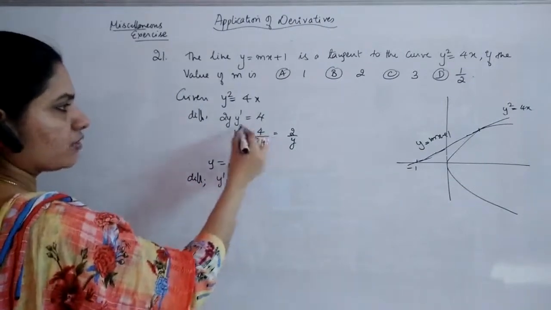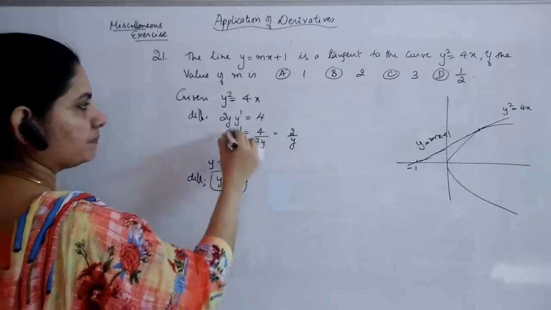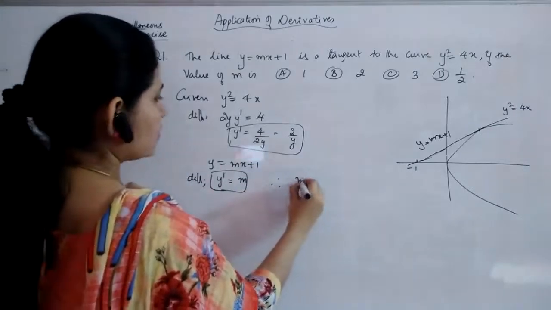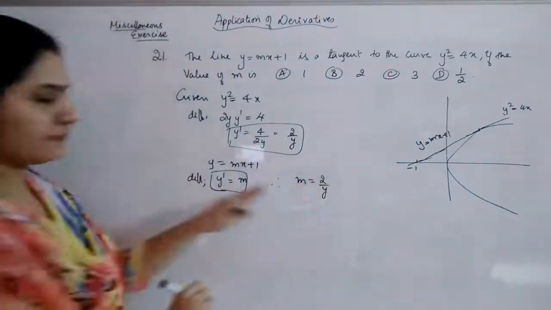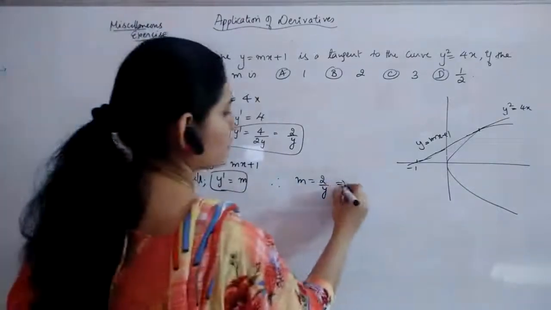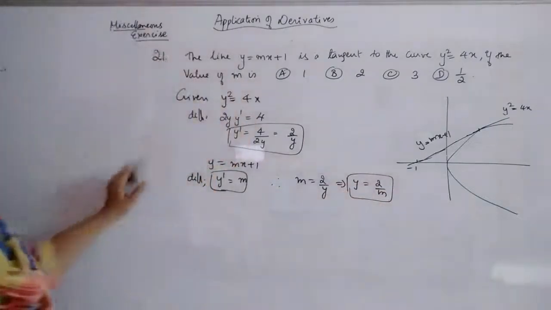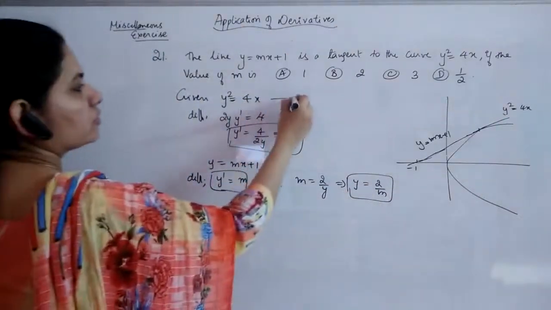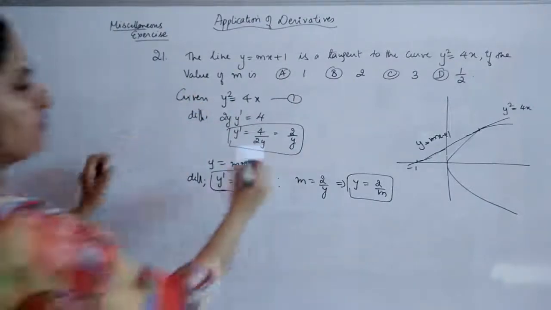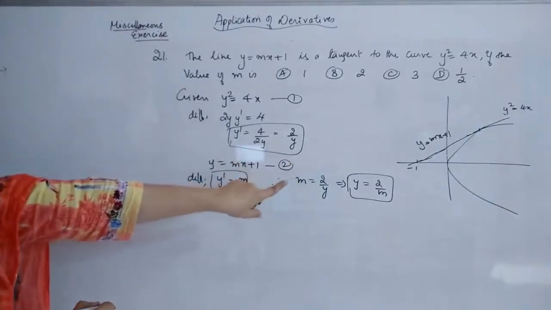So y dash is equal to m. So here you have got y dash is equal to 2 by y, and this is y dash is equal to m. So you can equate them. Therefore, what you will get is m is equal to 2 by y. Right? M is equal to 2 by y, or y is equal to 2 by m. Let it be there. Okay. So what all equations you need to use is first this one, then which is given. These two are given in the question, and the third which we got.